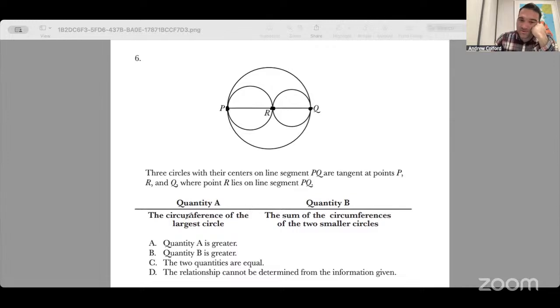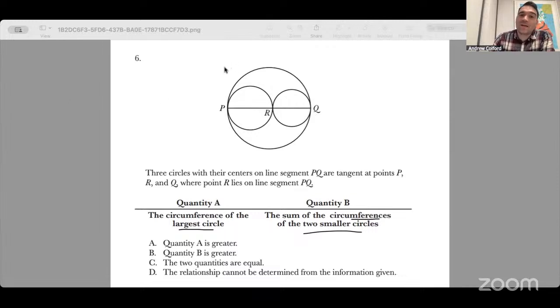We want to know what's greater: the circumference of the largest circle, the big one there, or the sum of the circumferences of the two smaller circles. Again, let me just try a test case. It told me that the centers of these circles are on the line. I'll do this in red. That's the center of the left circle, that's the center of the right circle, and I don't know where the center of the big circle is. It might be R, but R doesn't have to be exactly halfway between, right? In fact, the way it's drawn, the left circle looks a little bigger than the right circle, so R might be a little more over there.